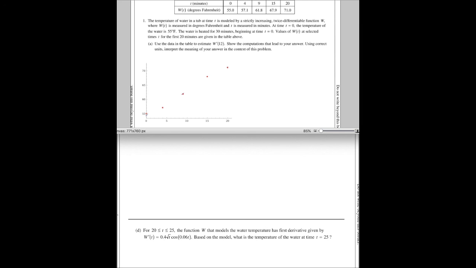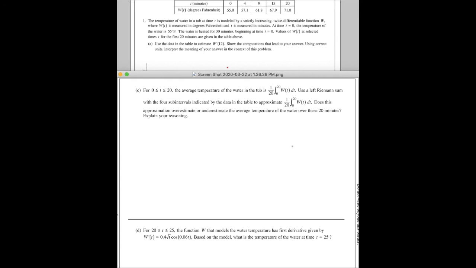So we're going to use our leftmost point, make a rectangle. There's our first one, and we're going to have 4 subintervals. Using our leftmost point again. Okay, so that's what that's going to look like. And we just have 4 rectangles. So let's go ahead and calculate the approximation of our integral, and then we'll multiply it by 1/20 to get our solution.